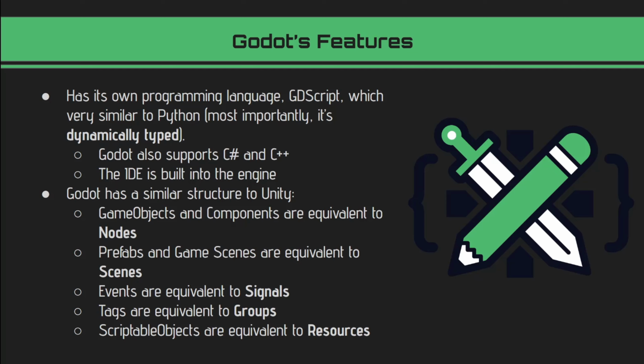Godot has a similar project structure to Unity. So if you went to the last Unity workshop, you might know what I'm talking about. Game objects and components are equivalent to nodes, which are the different parts of the node tree. I'll get to that. Prefabs and game scenes are equal to just scenes. Events are equivalent to signals. We'll get to that. Tags are equivalent to groups, and scriptable objects are equivalent to resources.